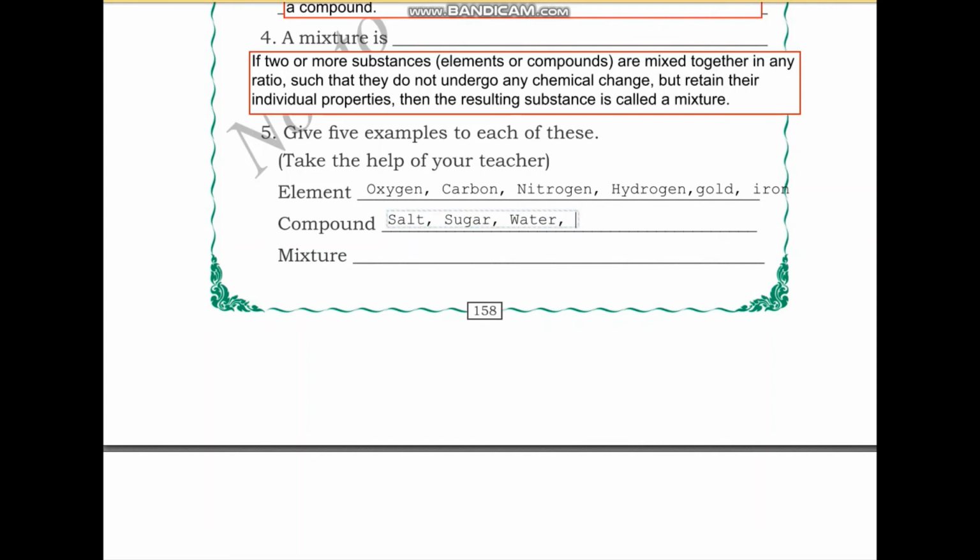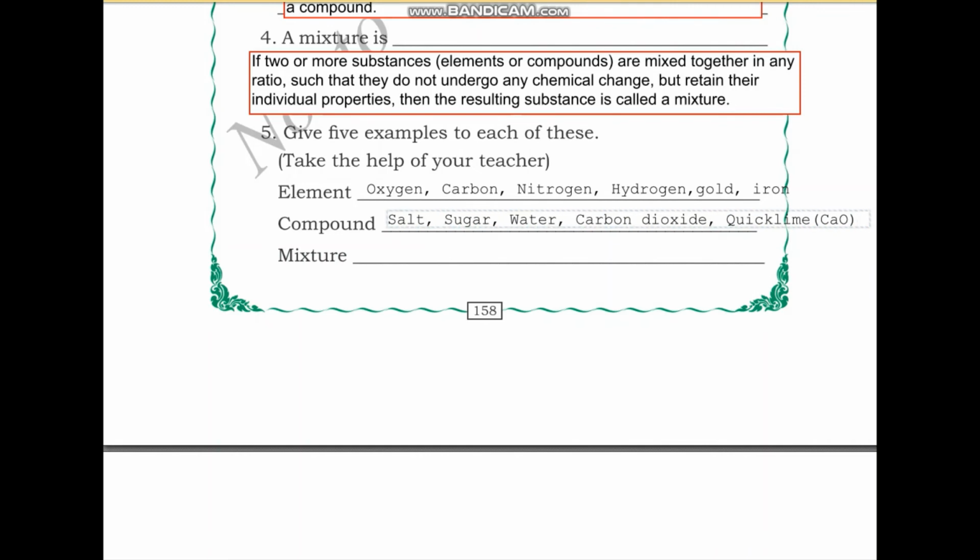Then you can also give examples of carbon dioxide, and I will teach you another compound. So you know quicklime. This is known as sunna in Kannada. Okay, quicklime is also a compound with formula CaO. Okay, so this is also a compound.